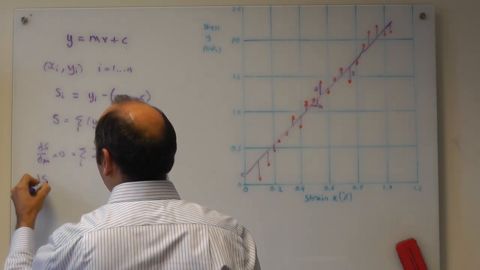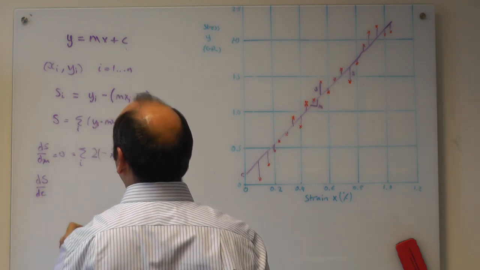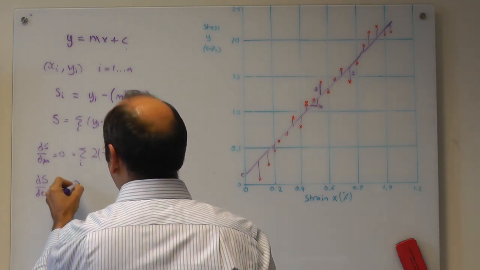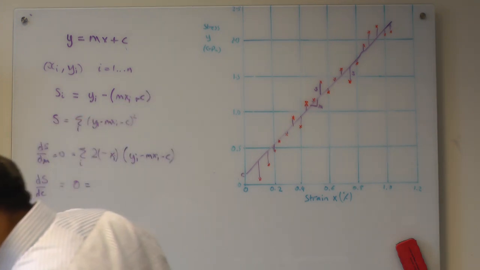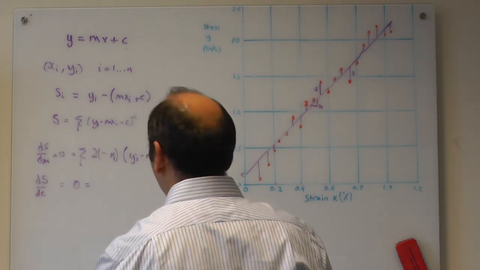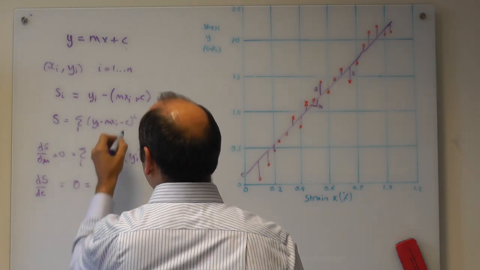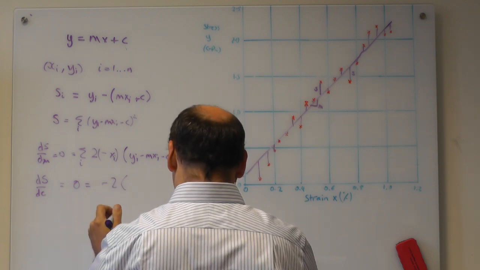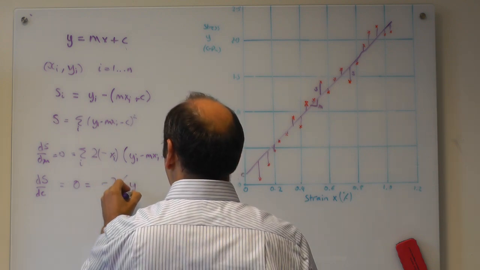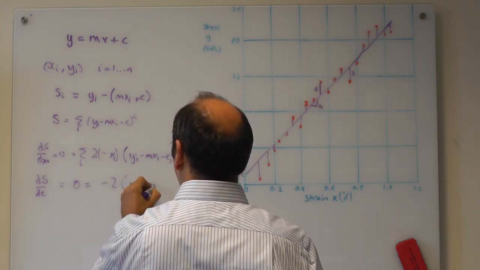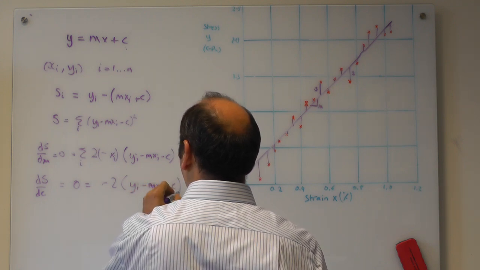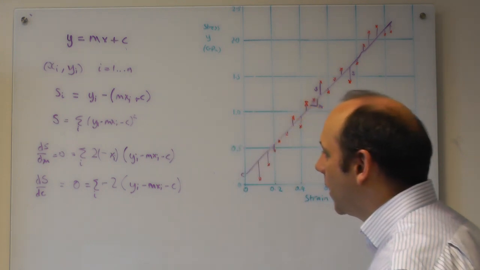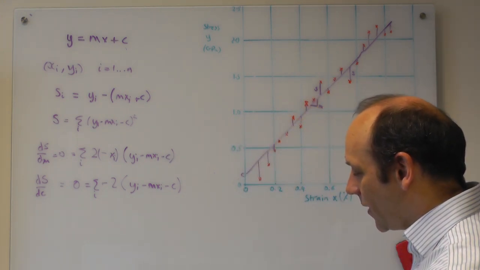And we can do the same thing for c, ds by dc. And that's going to be a bit simpler because there's no differential here. So when we set that to zero, we'll still get the minus sign from the c, we'll still get the 2 from the squared, and we'll get just the contents of the bracket, and then we'll have our sum. And then we've just got to solve that.